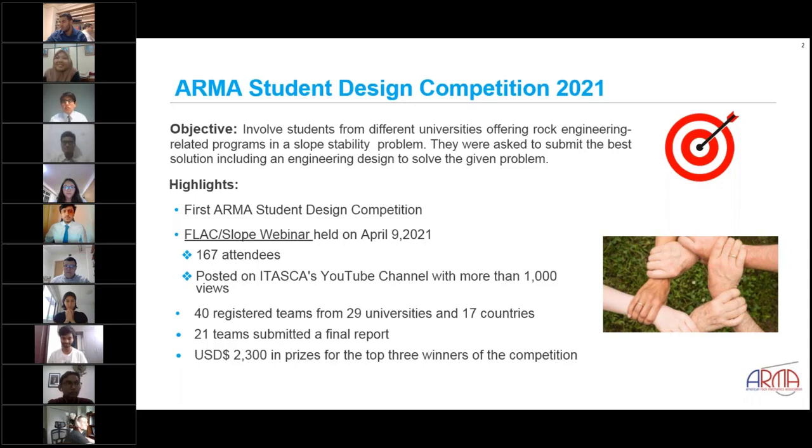As a part of the competition, we organized a webinar given by Dr. Lorig from ITASCA Consulting Group that was held on April 9th. He basically taught how to use FLAC/Slope software for the slope stability analysis.